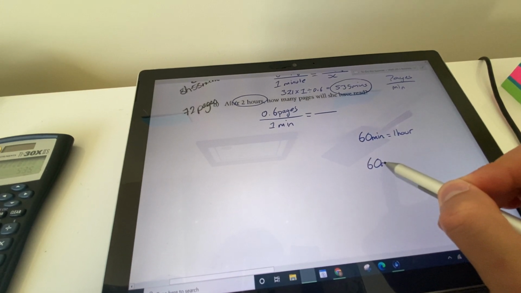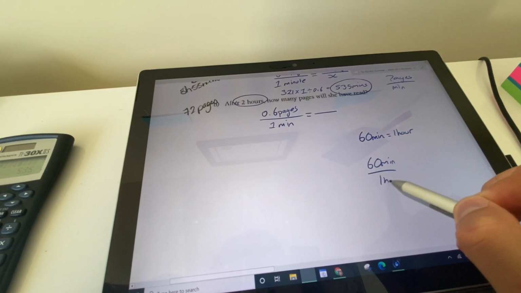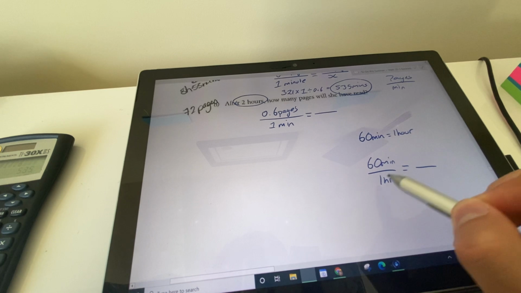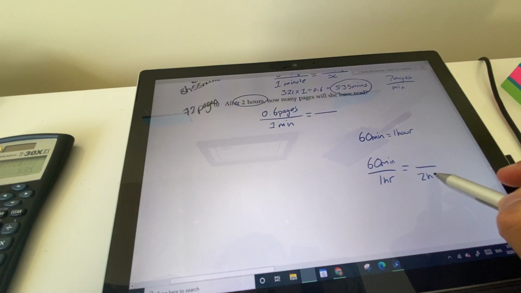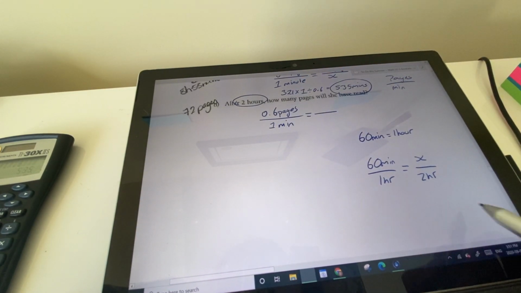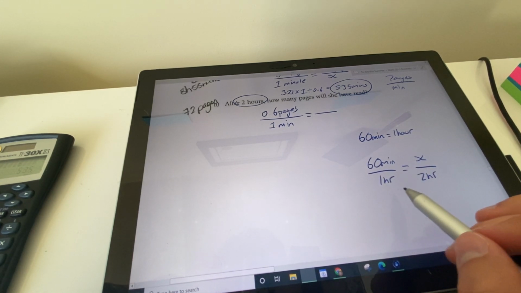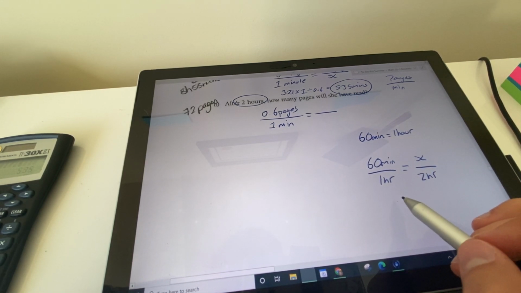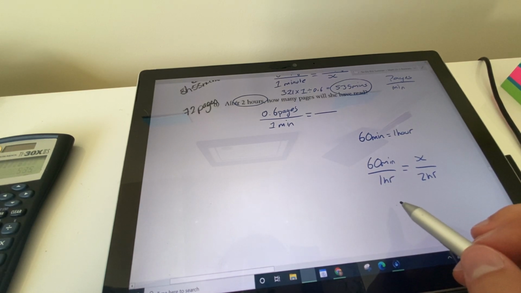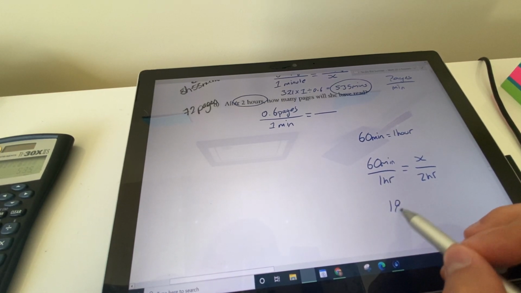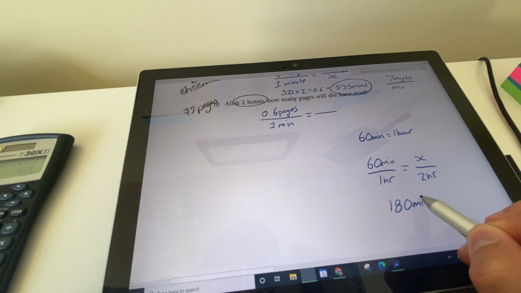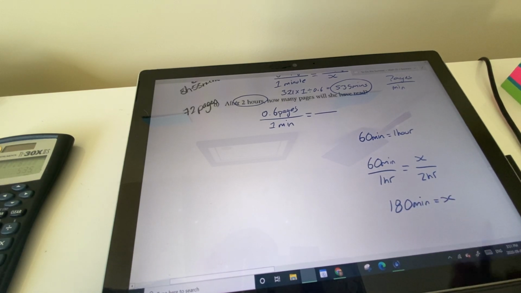That's 60 minutes per 1 hour. And now I'm going to put hours on the bottom. So 2 hours. How many minutes is that? Cross multiply divide. 2 times 60 divided by 1. 2 times 60 gives me 180 divided by 1 gives me 180. So this will be 180 minutes equals X.